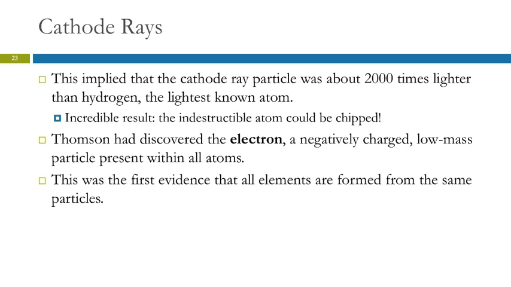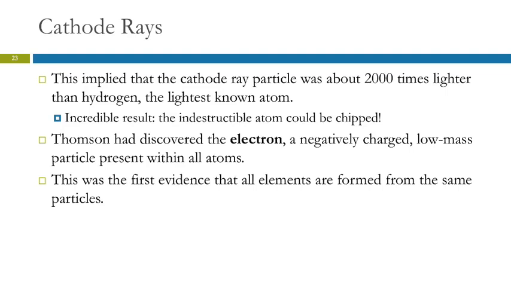So the implication there was that the particles of that cathode ray were about 2,000 times lighter than hydrogen. Hydrogen was the smallest known atom. But I thought atoms were indestructible. How can you have a particle that's smaller than the smallest atom? What? This was incredible. It implied that this indestructible atom could be chipped. You could break pieces off of it, right? So, got to rethink our theory about atoms.